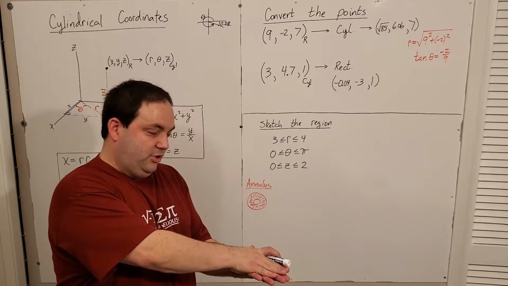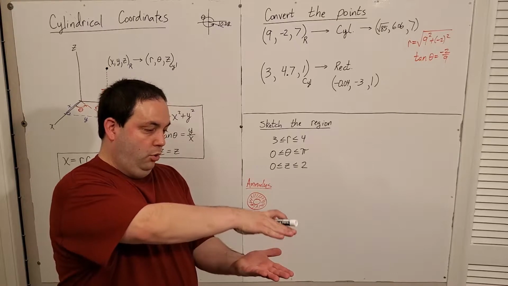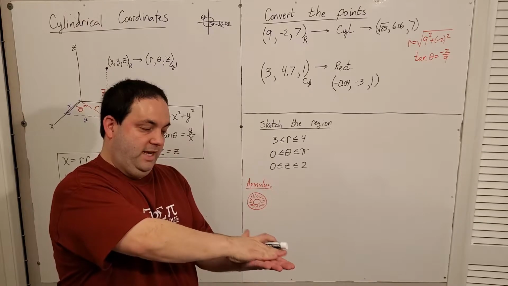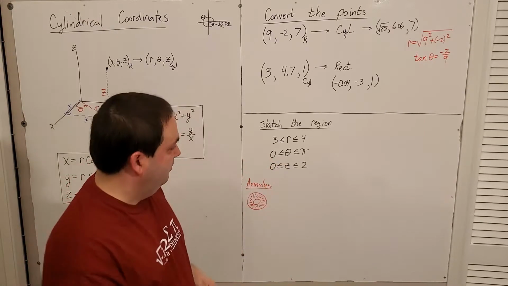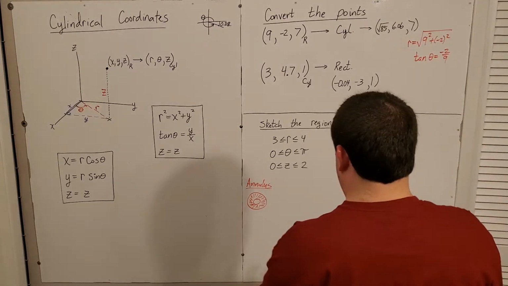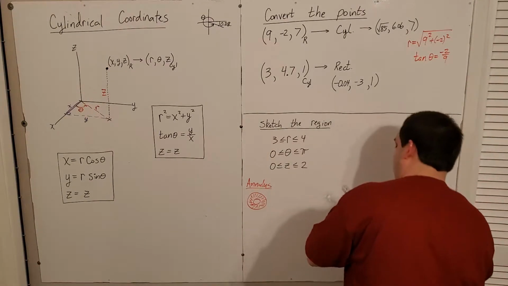I'm going to just take the shape that I get and I'm going to pull it, extrude it up from the plane from z equals 0 to z equals 2. All right, let's draw it out. Let's get a grid going on here, a 3D grid.